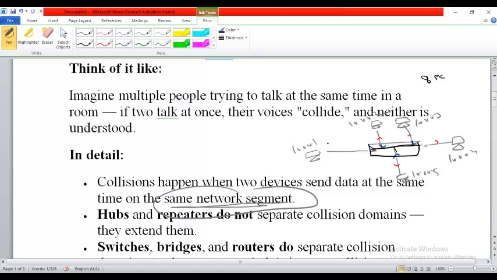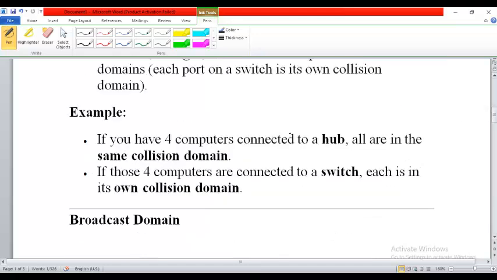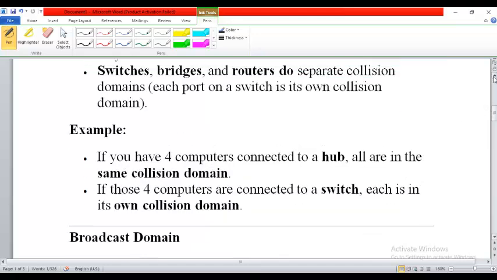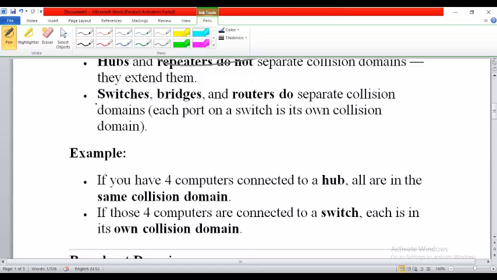Whereas bridges and switches are layer 2 devices. Bridges and switches have a separate collision controller on each port. If I have 24 ports, then I have 24 controllers to control the collision. Whereas in the hub, there is only one collision controller.